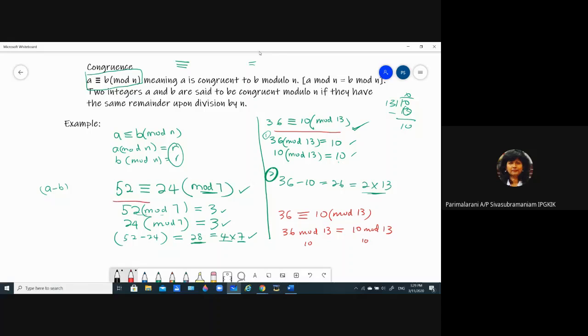So this one, 52 is congruent to 24 mod 7. In other words, it means that 52 mod 7 is equal to 24 mod 7. Okay, so far congruence okay?